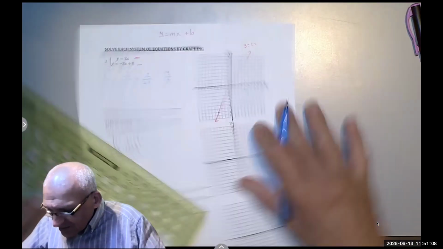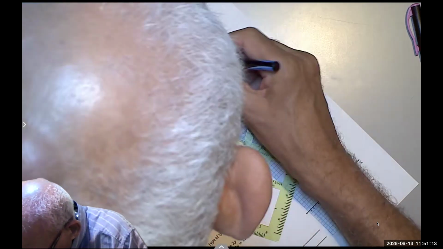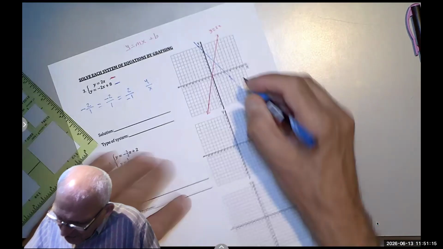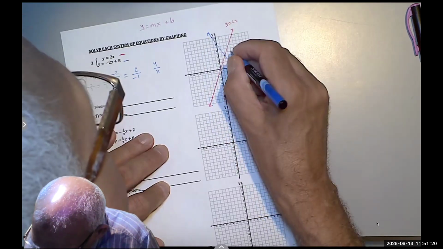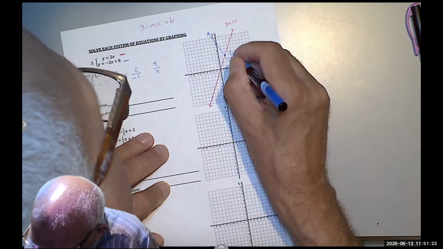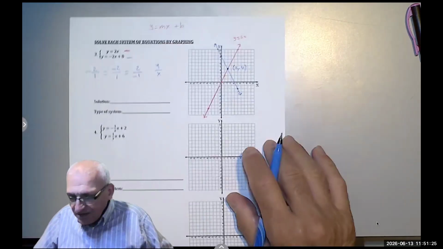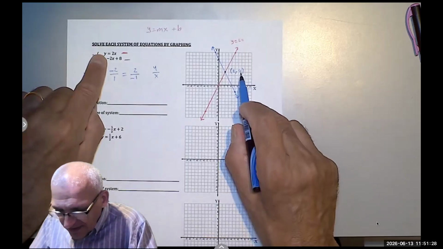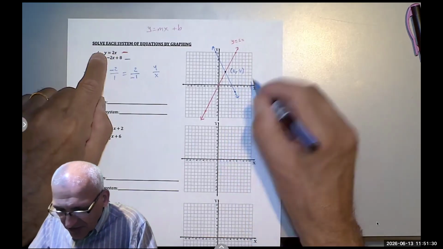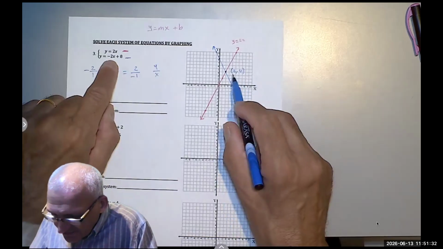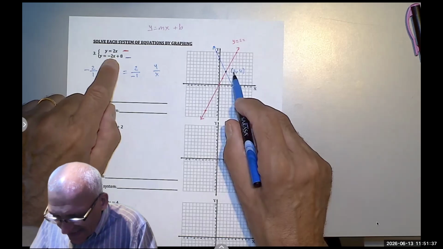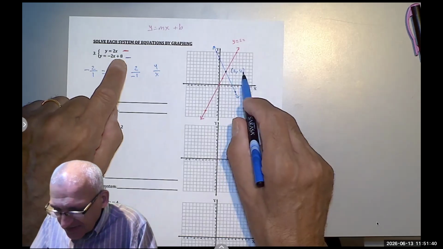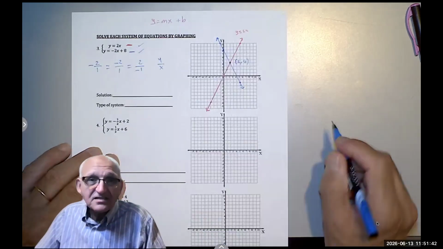Okay, so let's join these 3 points now. And you can see that the point of intersection here is 2 and 4. Again, you check. If y is 4 and x is 2, 2 times 2 is 4, yes, it's correct. If x is 2, negative 2 times 2 is negative 4, plus 8 is positive 4. So yes, they are satisfied.